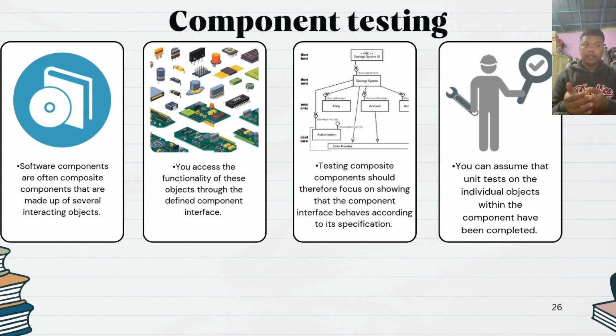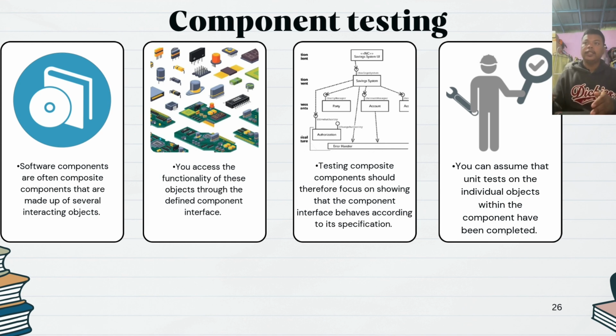Then we go to component testing. Software components are often composite components that are made up of several interacting objects. You can access the functionality of these objects through the defined component interface. Testing the composite component should therefore focus on showing that the component interface behaves according to its specification. Then you can assume that unit tests on the individual objects within the component have been completed.